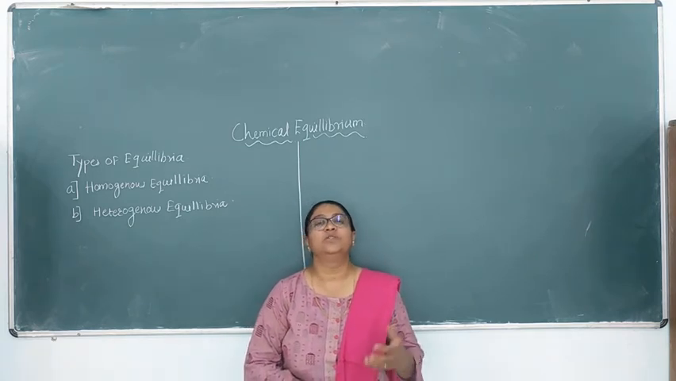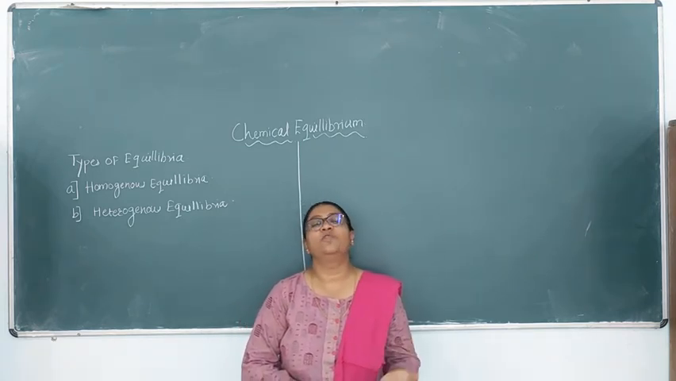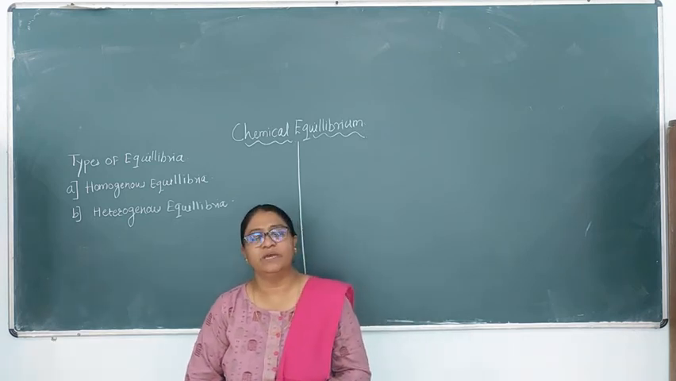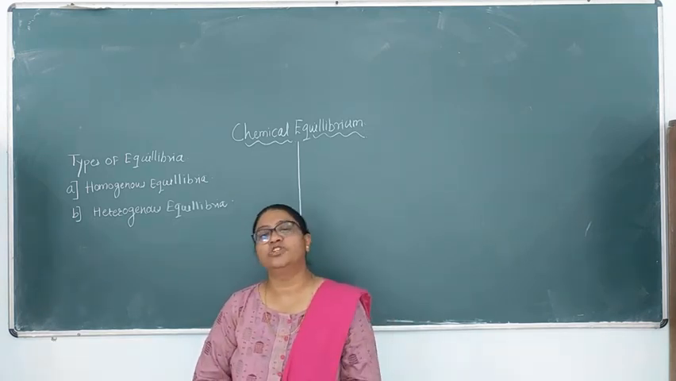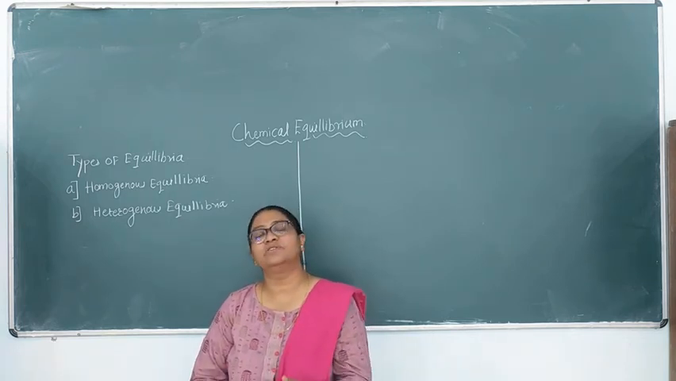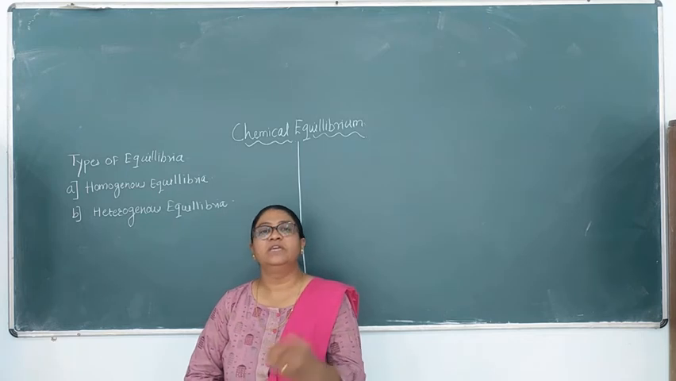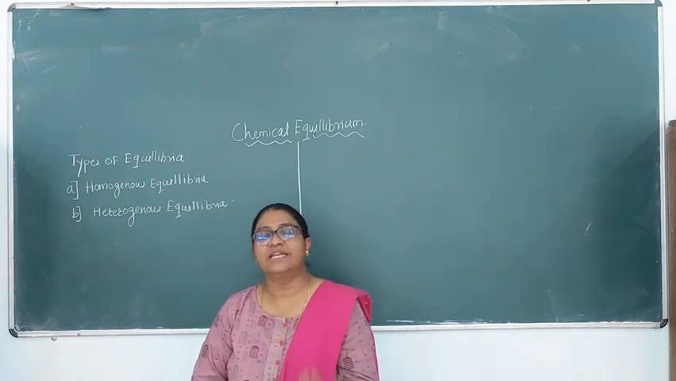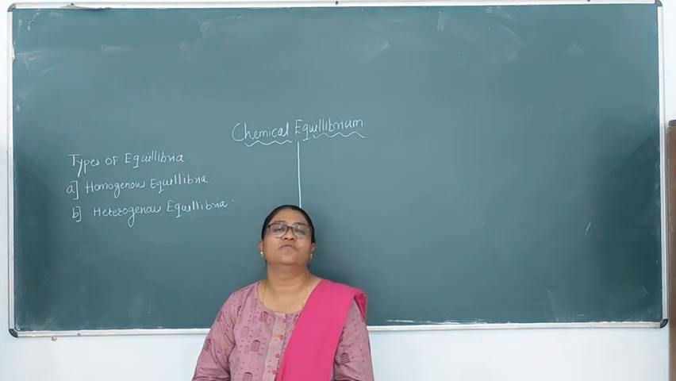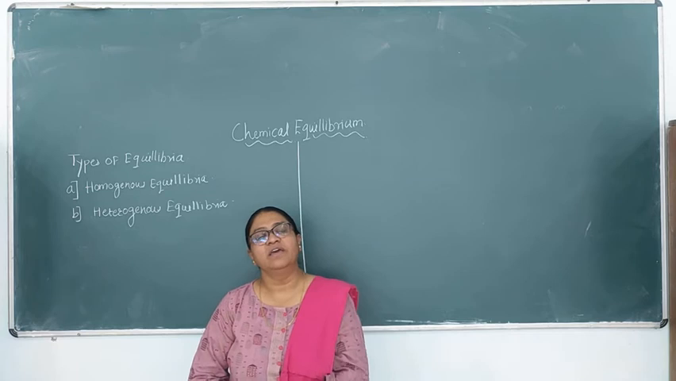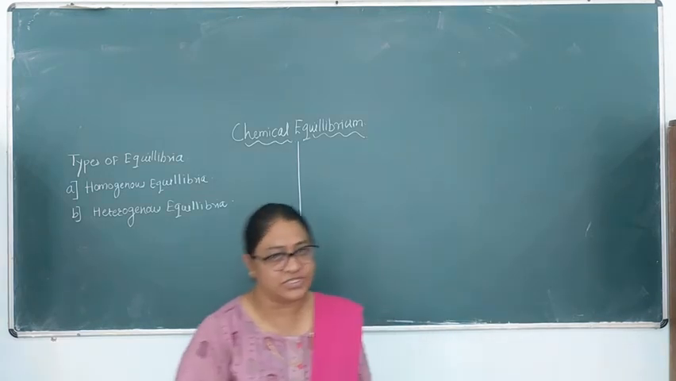Then we had seen the law of mass action, the law of chemical equilibrium, and from the law of chemical equilibrium we had derived the equation for the equilibrium constant. The equilibrium constant is equal to the rate constant for the backward reaction divided by the rate constant for the forward reaction. So this is how we had derived the equation for the equilibrium constant.